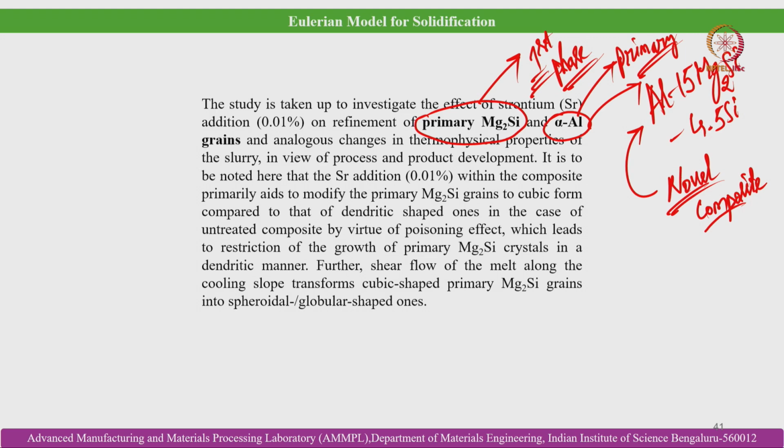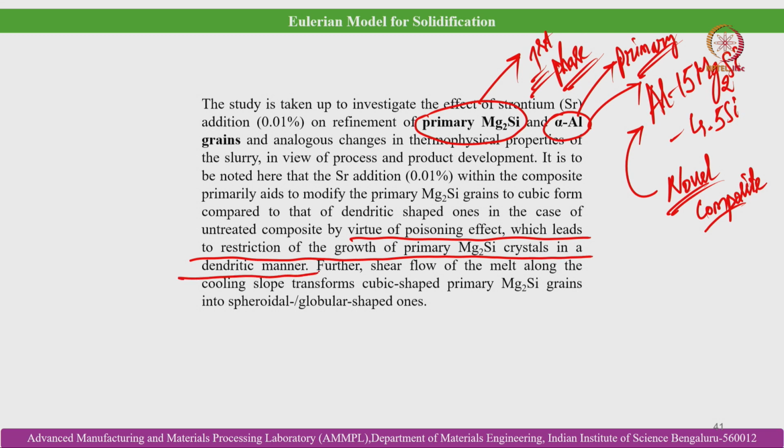Here also, the analogous changes in thermophysical properties of the generated semi-solid slurry have been estimated in view of product and process development. It is to be noted that the strontium addition within the composite primarily aids in modifying the primary Mg2Si grains to cubic form, compared to dendritic-shaped ones in the conventional untreated composite, by virtue of the poisoning effect. So how is it making the Mg2Si grains assume a cubic shape? By virtue of the poisoning effect, which leads to the restriction of the growth of primary Mg2Si crystals in a dendritic manner.